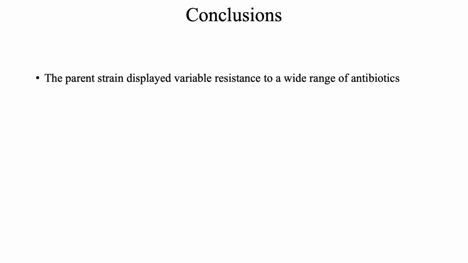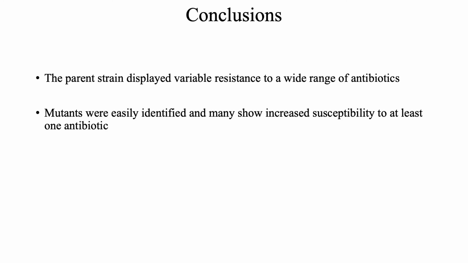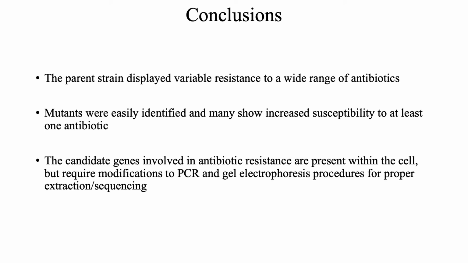So, to conclude, the parent strain displayed variable resistance to a wide range of antibiotics. The mutants that were generated from the parent strain were also easily identified, and many did show increased susceptibility to at least one antibiotic. In order to save time and effort, a select few mutants that displayed increased susceptibility were further studied and isolated through the PCR and gel electrophoresis procedure. However, the candidate genes involved in antibiotic resistance were unable to be sent for sequencing, but the presence of amplicons in this entire process shows that they are inside the cell, but do require further modifications to the procedures in order for proper extraction and sequencing.